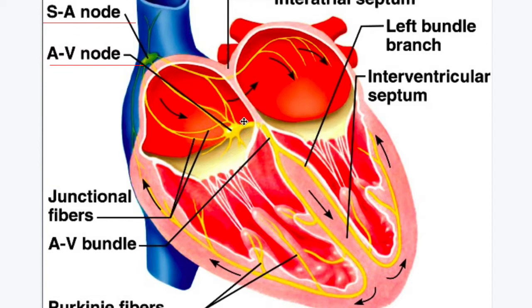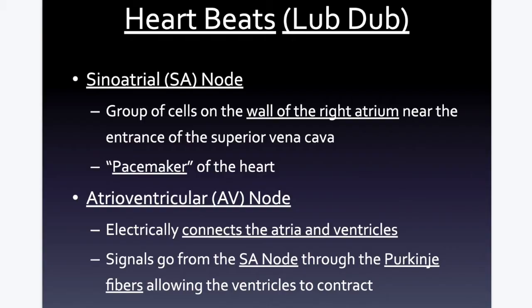And then down here at the bottom of the right atrium, we have what we call the AV node. Okay, so let me go back here. The SA node, or the actual name, is called the sinoatrial node. That's a group of special cells in the wall of the right atrium. And we refer to that as the pacemaker of the heart.